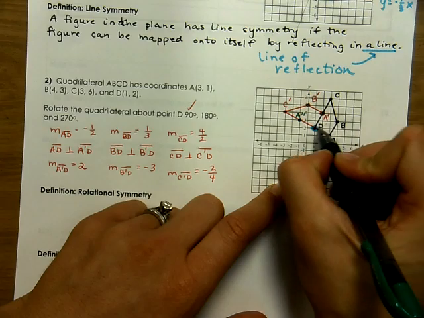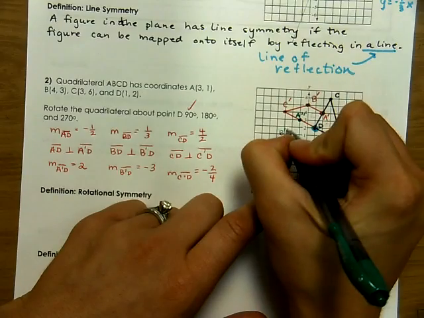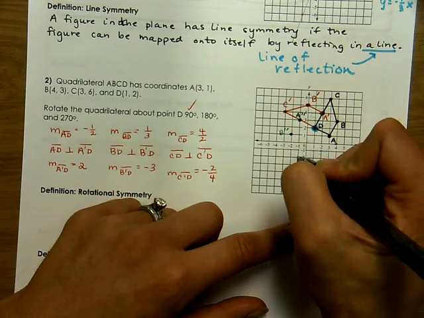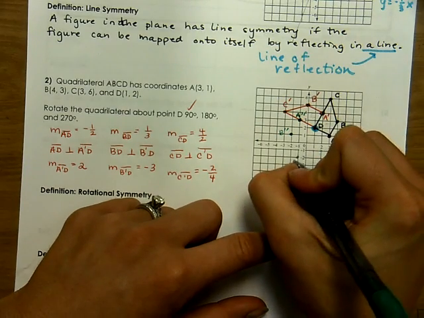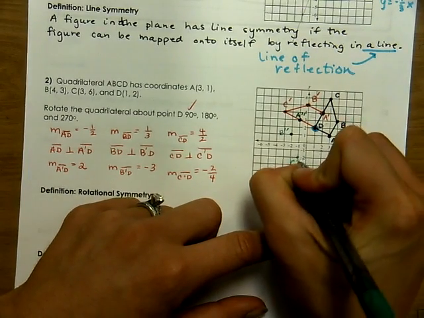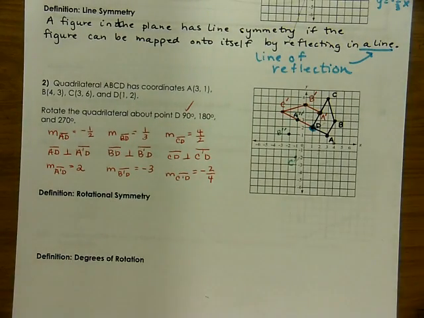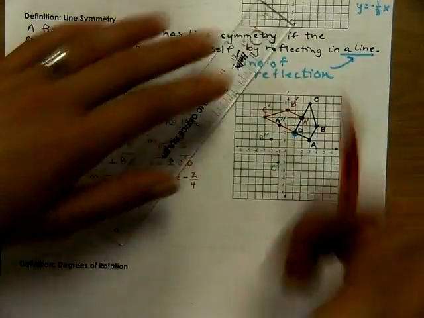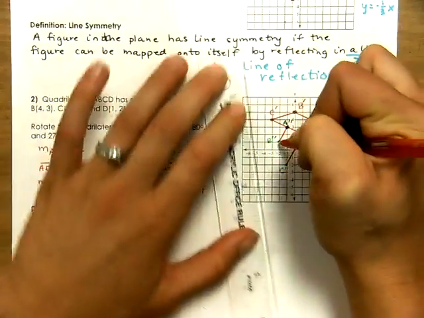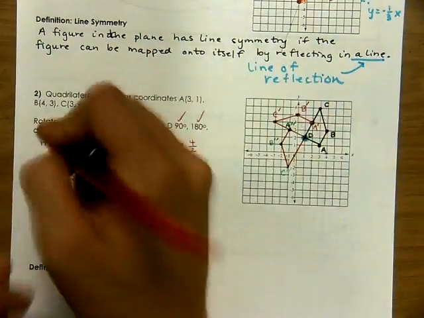For B, I go down 1, left 3, down 1, left 3 again. There is B double prime. And for C, go down 4, left 2. If I go down 4, left 2, that will make a straight angle, or 180 degrees. That's C double prime. So if I draw in this quadrilateral now, I have this guy here. And the last one, 270 degrees.